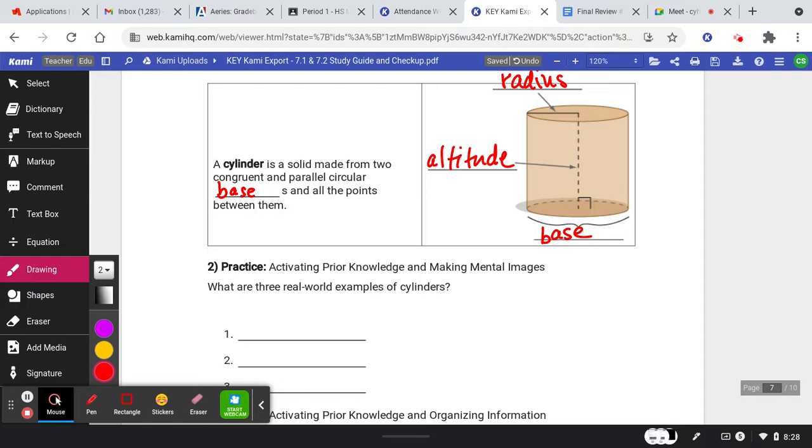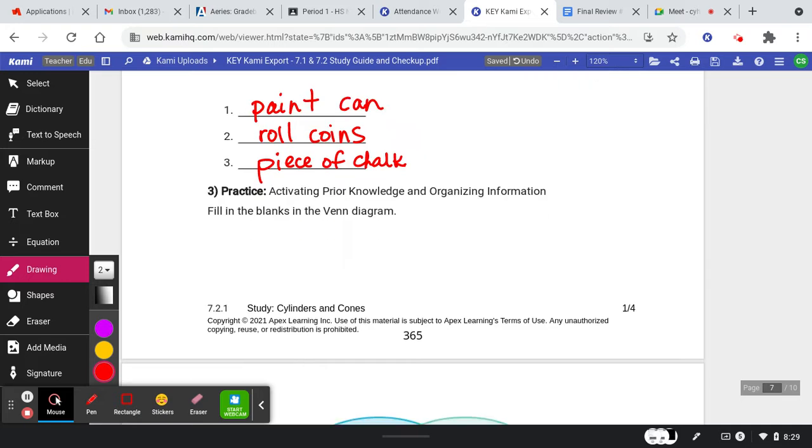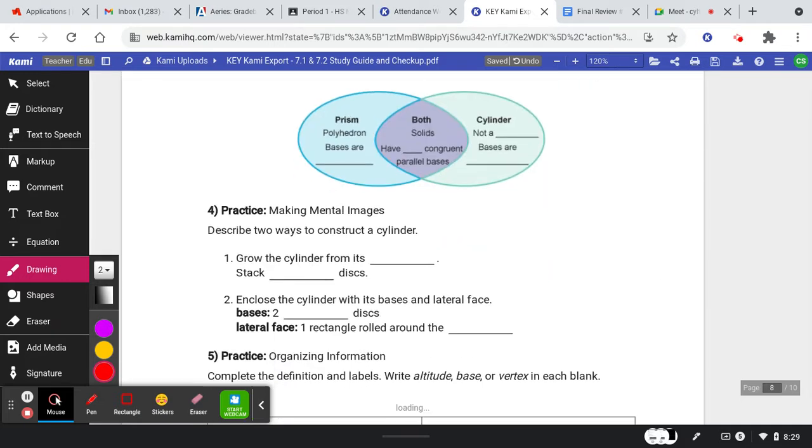Okay, what are some real world examples of cylinders? You want to throw one out there? Maybe like a can of paint. Maybe like a water bottle. Maybe a roll of coins. A piece of chalk. If you have ever written on the sidewalk with a piece of chalk, that's a nice little cylinder. Anyways, you can write anything down there if you think of something different than mine. No biggie if you don't write it down at all, but just to give you something to visualize.